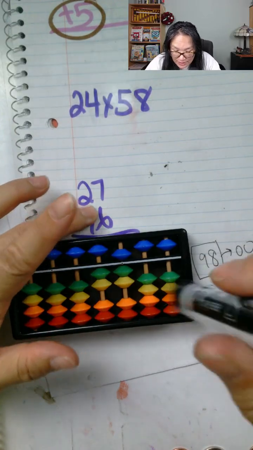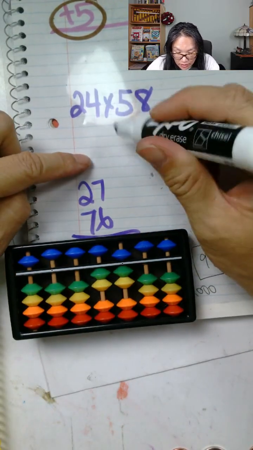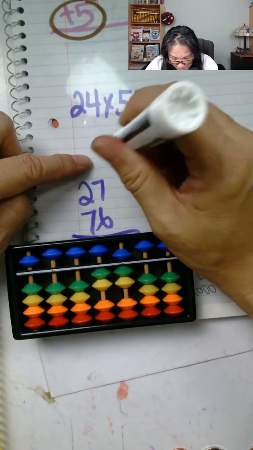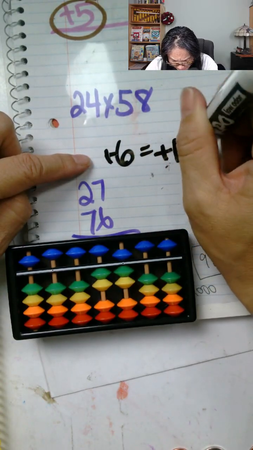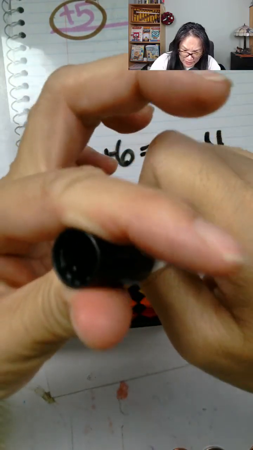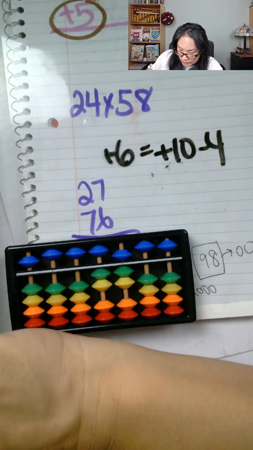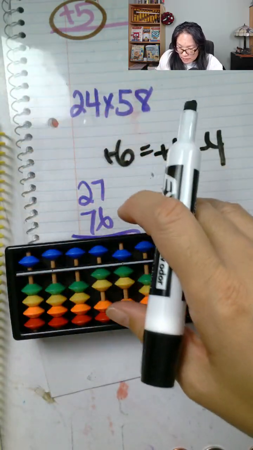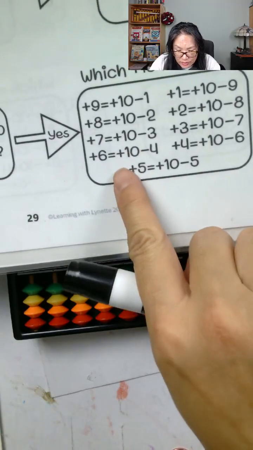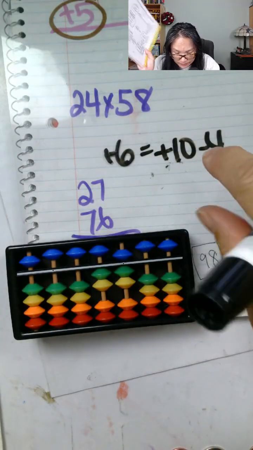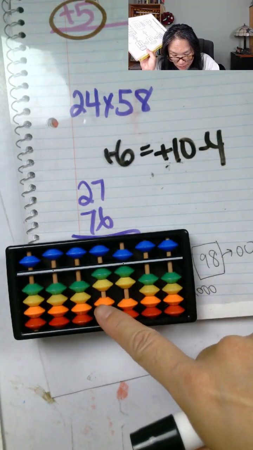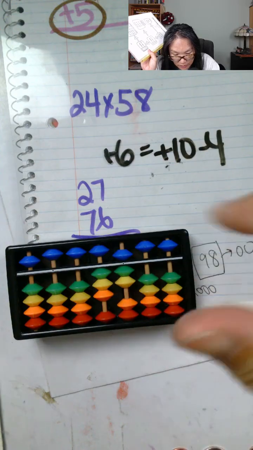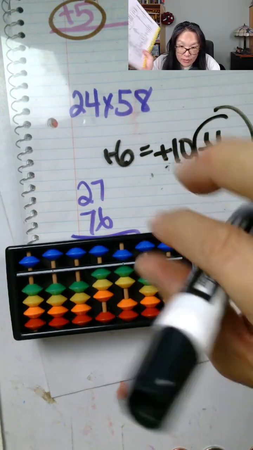So we want to add the 6. To add the 6, there's not enough. So plus the 6 is equal to plus the 10 minus 4, right? That's where we come in here. Plus the 6 is equal to plus the 10 minus 4. Plus the 10, take away the 4. Uh-oh. Can't take away the 4.